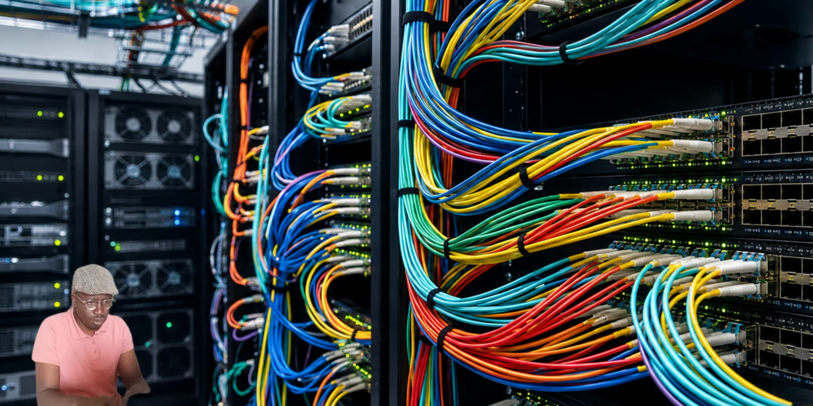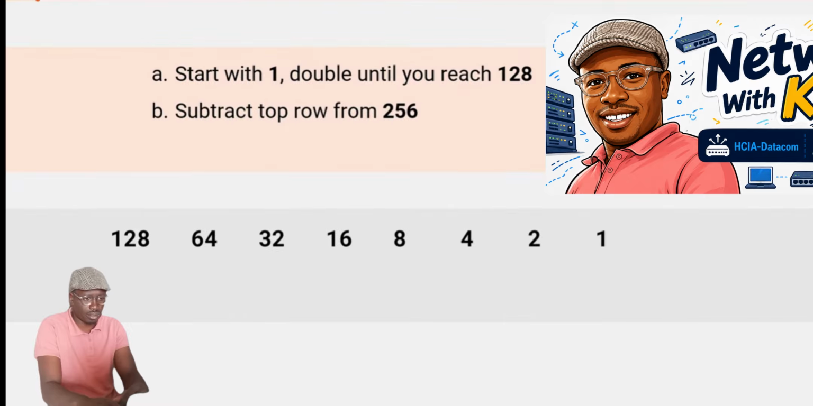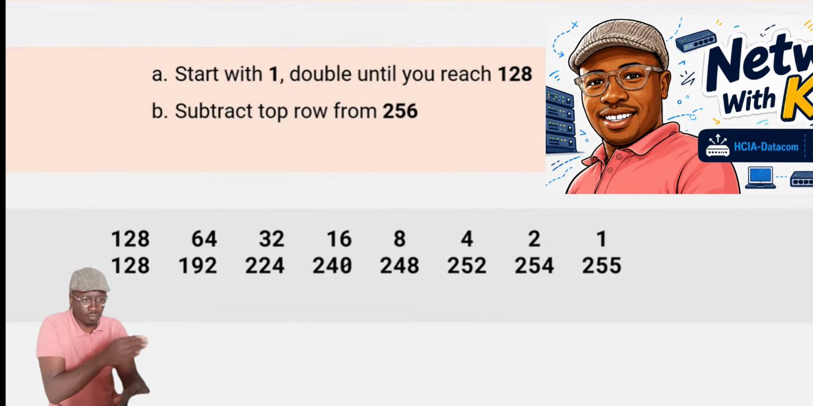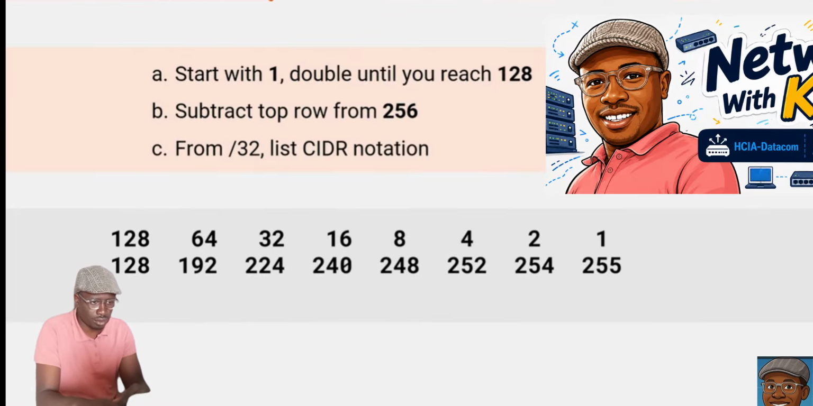All right, guys. Now remember, we're going to do the first step, which is 1 to 128 from right to left, and so we're going to start with 1, double it up until we reach 128. Don't forget, right to left. And then afterwards, we are going to subtract the top row from 256, just like this. 256 minus 2, 256 minus 4. We do that all the way to the end, 256 minus 128. And then lastly is the CIDR notation, which is 32, going down. 32, 31, 30, all the way to the end.